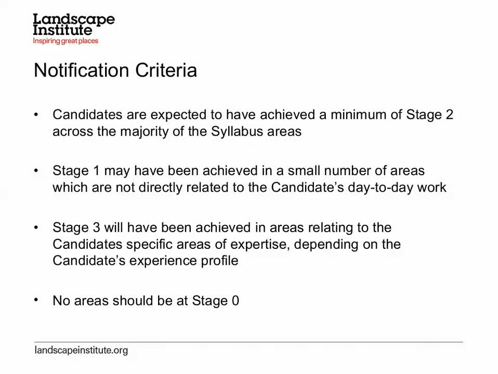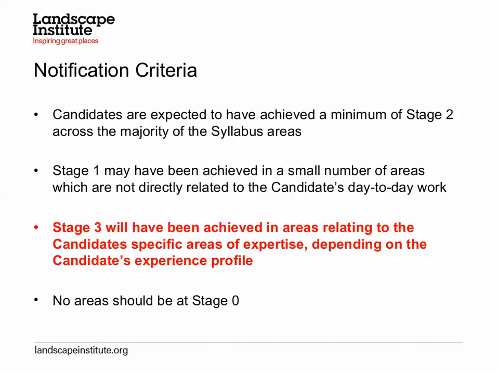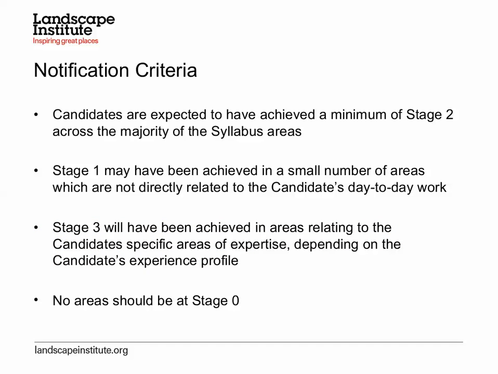So the motivation criteria, the important thing here, let's go back actually, it's still a minimum of stage 2 across the majority of the syllabus. Okay, so that's what it was in the old syllabus. Oh, yep, someone's pointing that out, it's absolutely correct. Stage 1 may have been achieved in a small number of areas, but no areas will be at stage 0. So these 3 elements here are exactly the same as they were on the old syllabus.